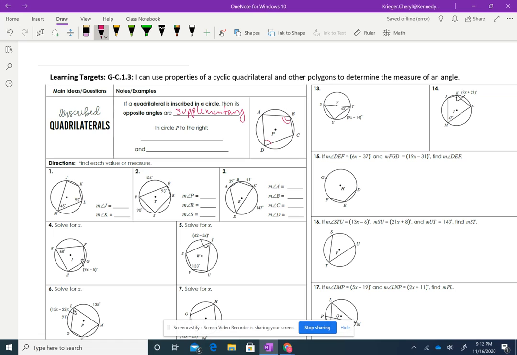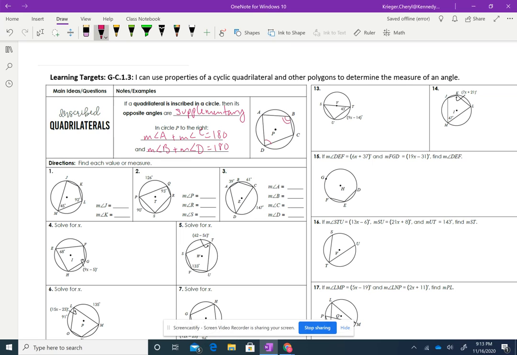So I'll say in circle P to the right, the measure of angle A plus the measure of angle C equals 180. And I have the measure of angle B plus the measure of angle D equals 180. Okay, so let's try to apply this. I'll do 1 and 3.